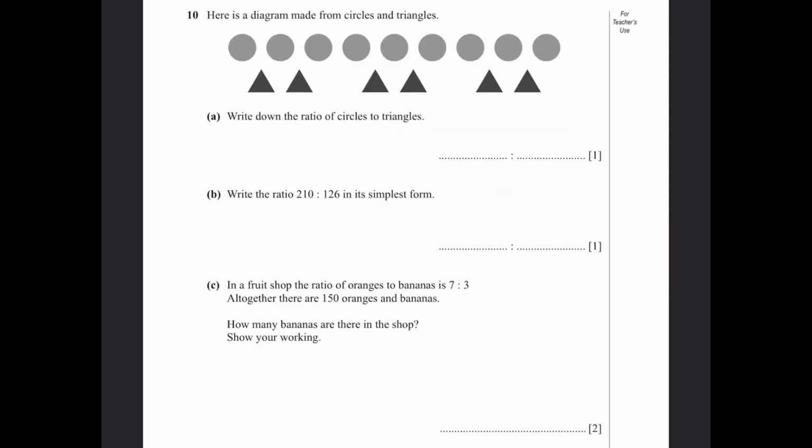Here's the diagram made from circles and triangles. A. Write down the ratio of circles to triangles. Over here, we have 9 circles and 6 triangles, which means 9 is to 6, and that's 3 is to 2 in simplest form.